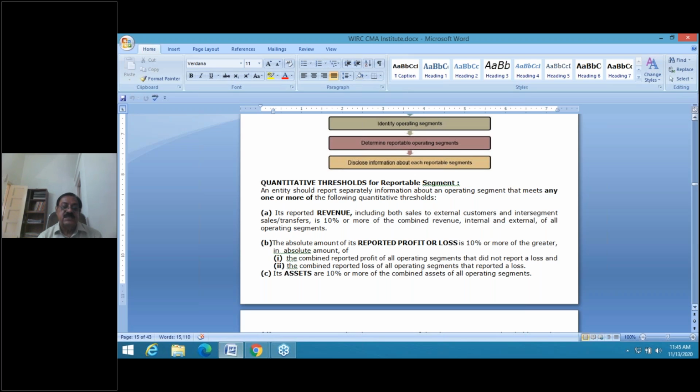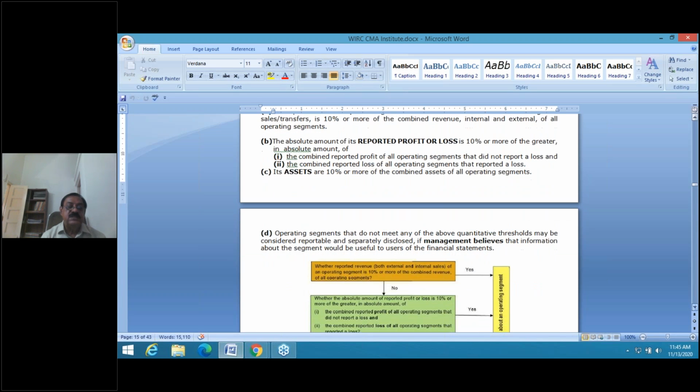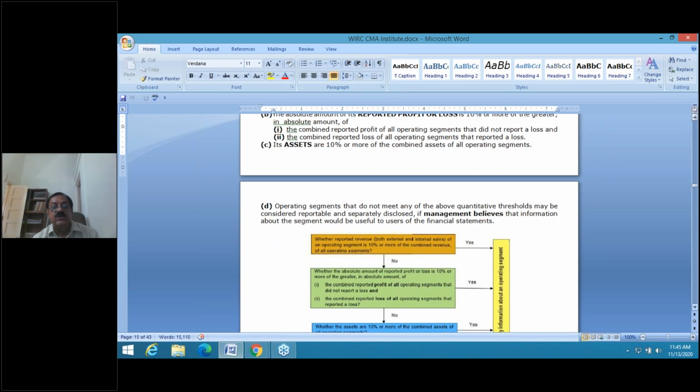Third is if assets are 10% or more of the combined assets of all operating segments, the asset base. Then fourth is operating segments that do not meet any of the above quantitative thresholds may be considered reportable and separately disclosed if management believes so. So the fourth is discretionary for the management. If management wants to show one segment's information separately, then it is allowed.